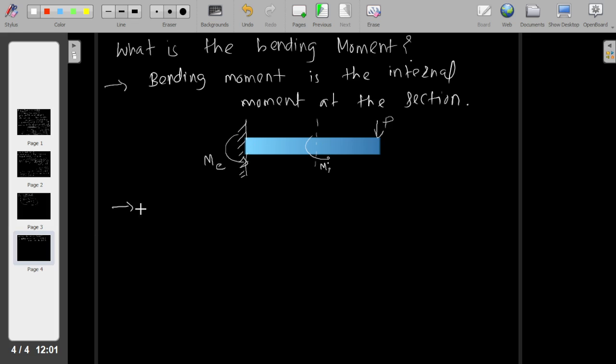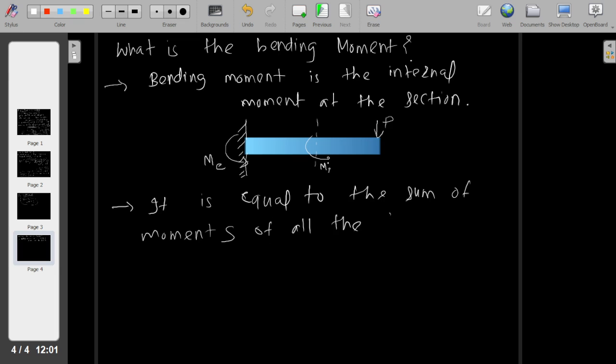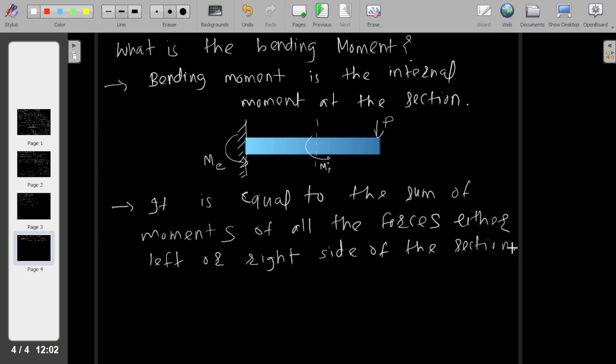It is equal to the sum of moments of all the forces, either left or right side. The same approach you have to use here. If I am taking the section, I can take this side or this side, and both will come out the same, because the body is in equilibrium. This is all the static part of strength of materials that we are studying, taking the left or right side of the section.